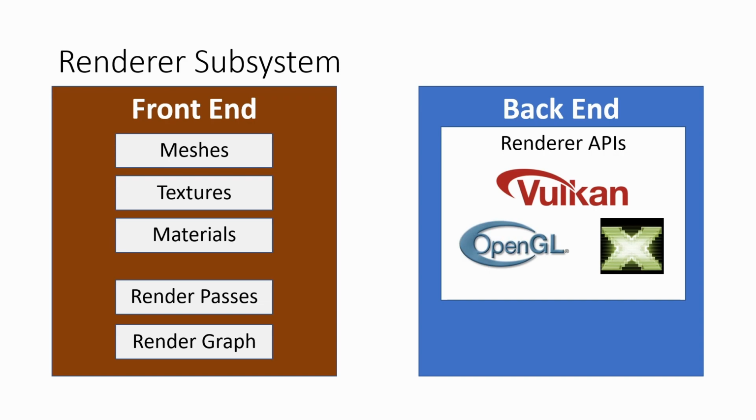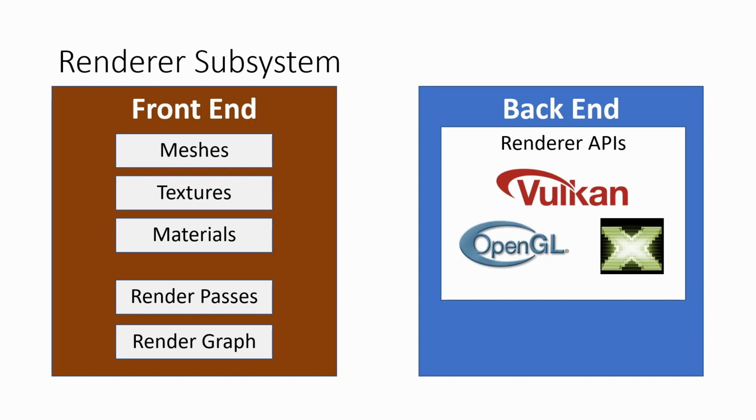So we're going to build it in such a way where the backend can abstract whatever one of these APIs we're using, and the front end will not have to understand that whatsoever. And that will allow us to swap these out if we want to for specific platforms. For example, if we wanted to work on porting this to work with the Xbox, we'll need to use DirectX for that. Or we might want to use OpenGL on a platform that doesn't yet support Vulkan.